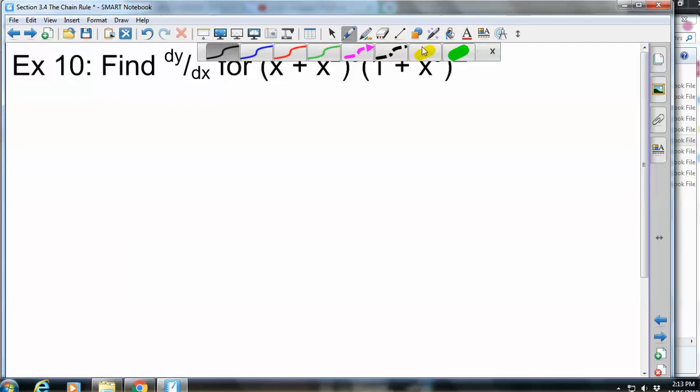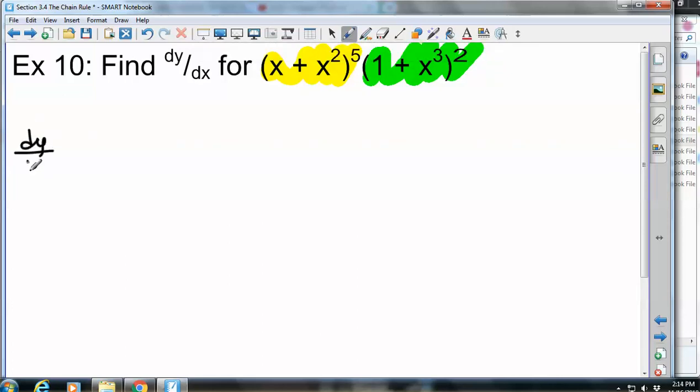Have to do product rule. We have this thing times this thing. Okay. So product rule says you do one derivative at a time. So if I start with the yellow one, to do the derivative of that, what's going to happen?